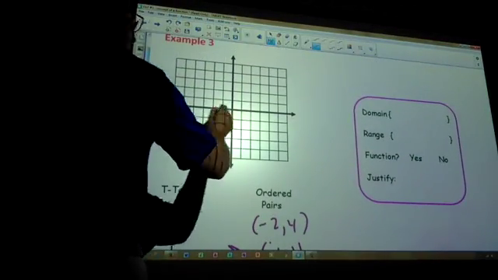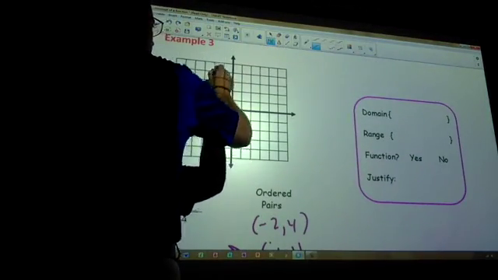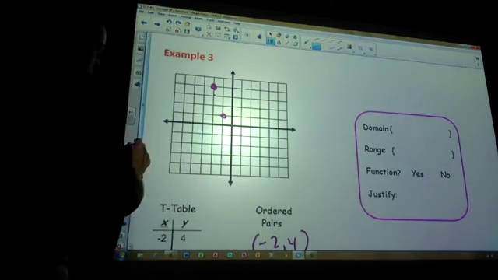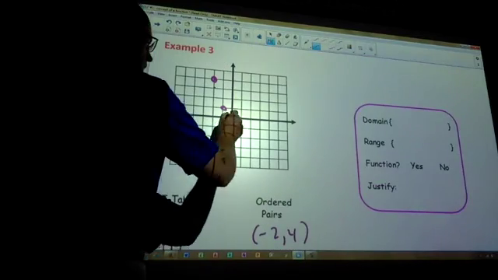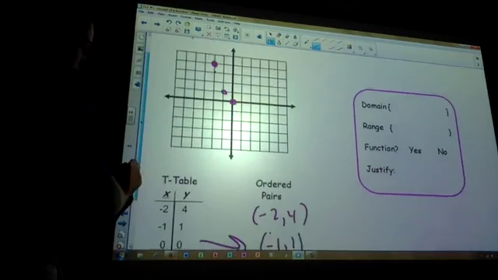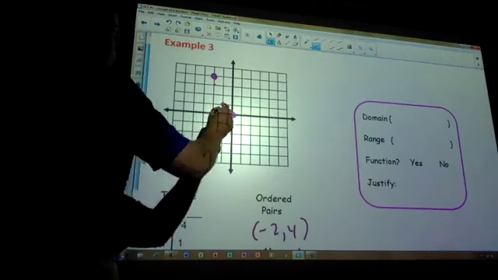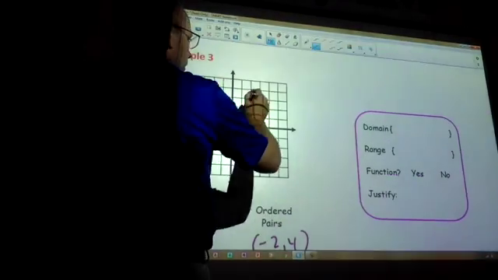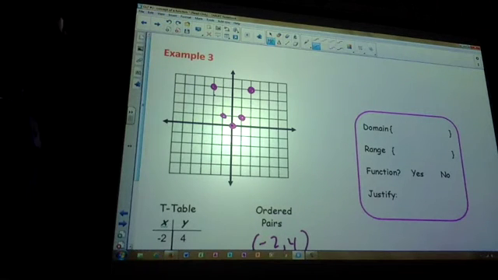Negative 2, 4. Negative 1, 1. Goose egg, goose egg. Zeros. 1, 1. 2, 4. Mickey Mouse. I see the nose and the eyes. That's not Mickey Mouse. Function? Maybe it's just your face.